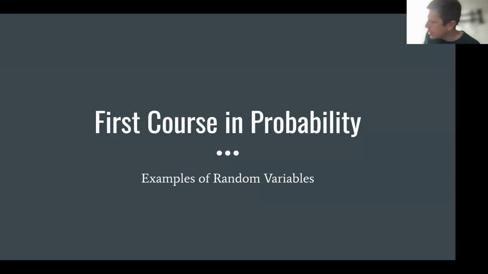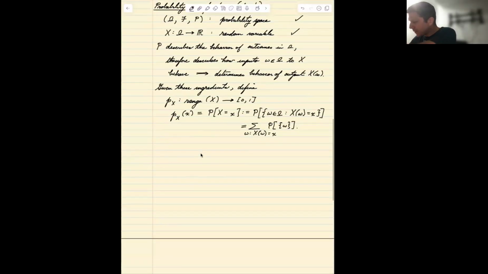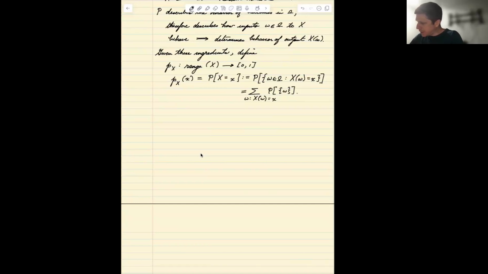Okay, we're now going to talk about some examples of random variables and their probability mass functions, and how they get calculated. We're going to do several examples here. Many of these should be familiar, and we'll see how they sync up with the definition that we've been talking about.